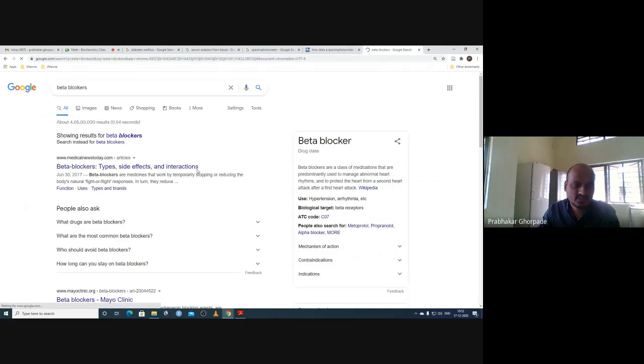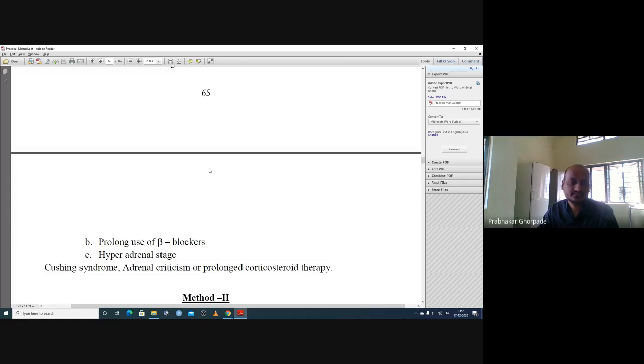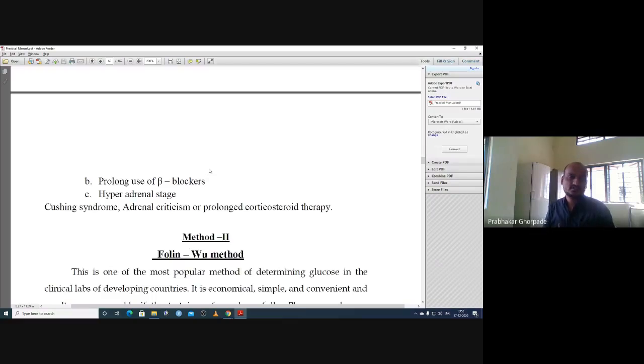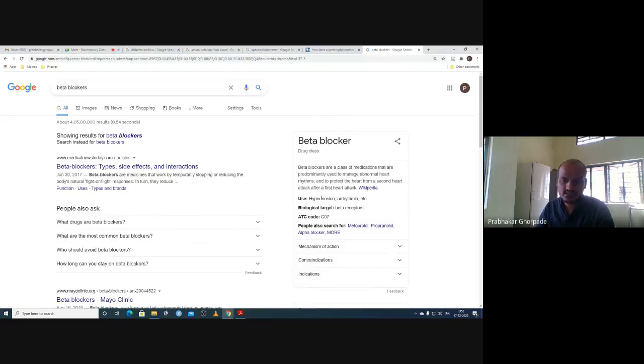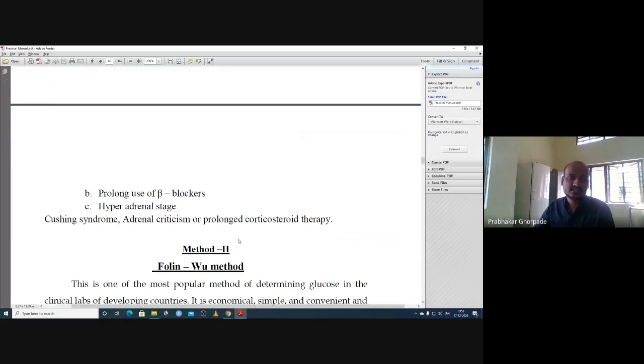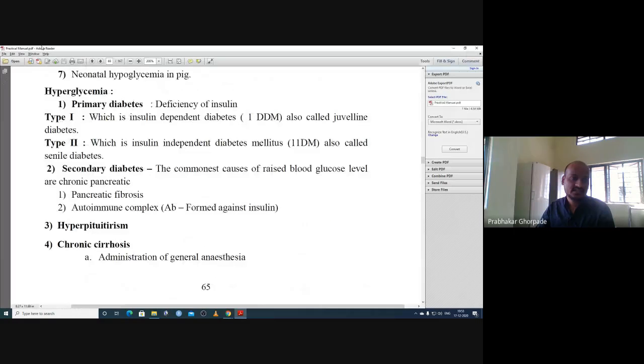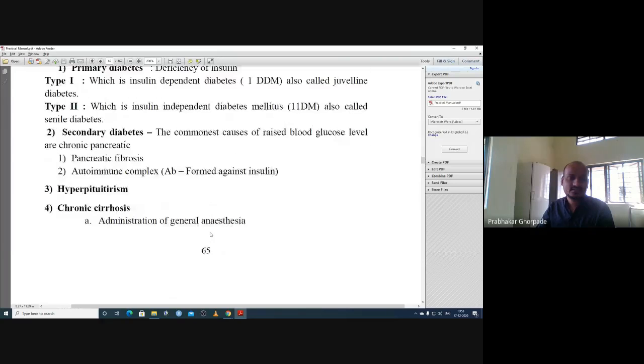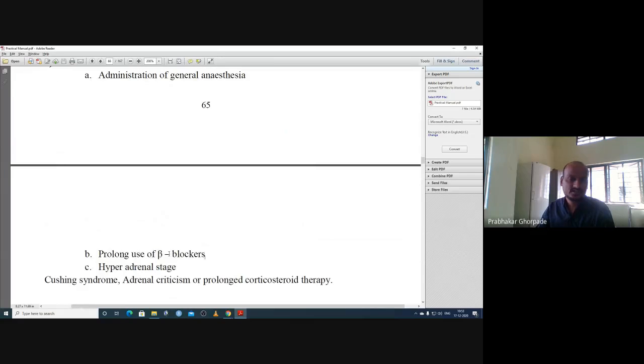Beta blockers are medicines that temporarily stop or reduce the body's fight or flight response. You give beta blockers for angina, hypertension, and arrhythmias. If they are given for prolonged periods, for example somebody with hypertension is always using beta blockers, or somebody has a heart condition, arrhythmia, and is using a beta blocker, then in those persons there is a chance they may sometimes have hyperglycemia. So that is the prolonged use of the beta blocker.